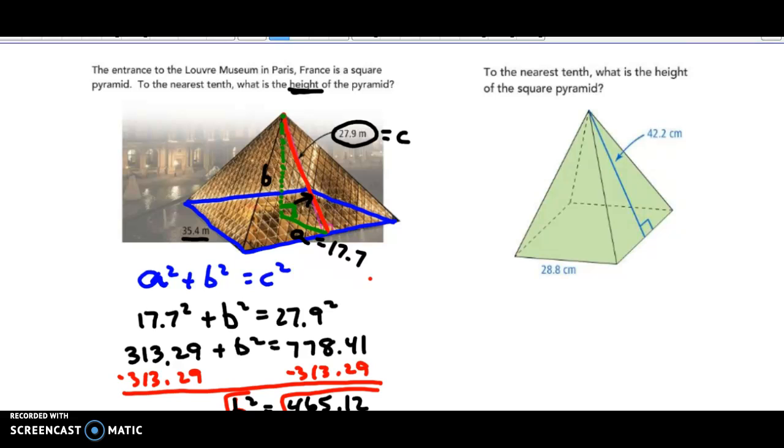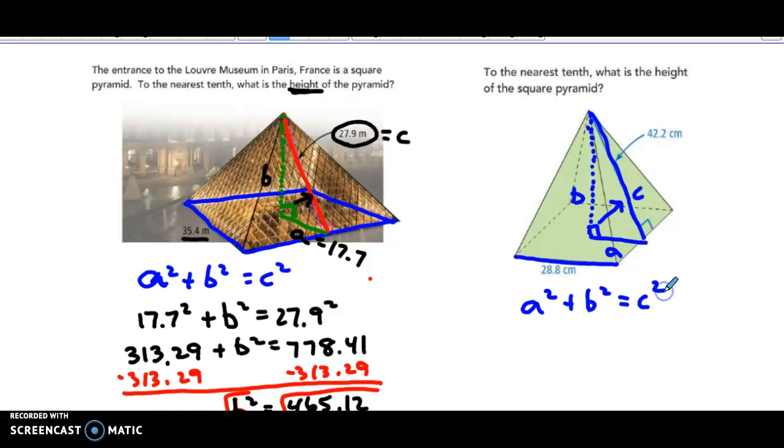All right, we're going to use that same idea for this last one here. To the nearest tenth, what is the height of the square pyramid? So again, I know a side length and I know the slant height, but I don't yet know the height of the pyramid. So I'm going to drop a line down here, and that's going to give me my A, my B, and my C. So now I can start by writing my formula, a squared plus b squared equals c squared, and substituting the values that I know. I don't know a lot. I know I'm trying to find my b value, so that's going to remain the same.